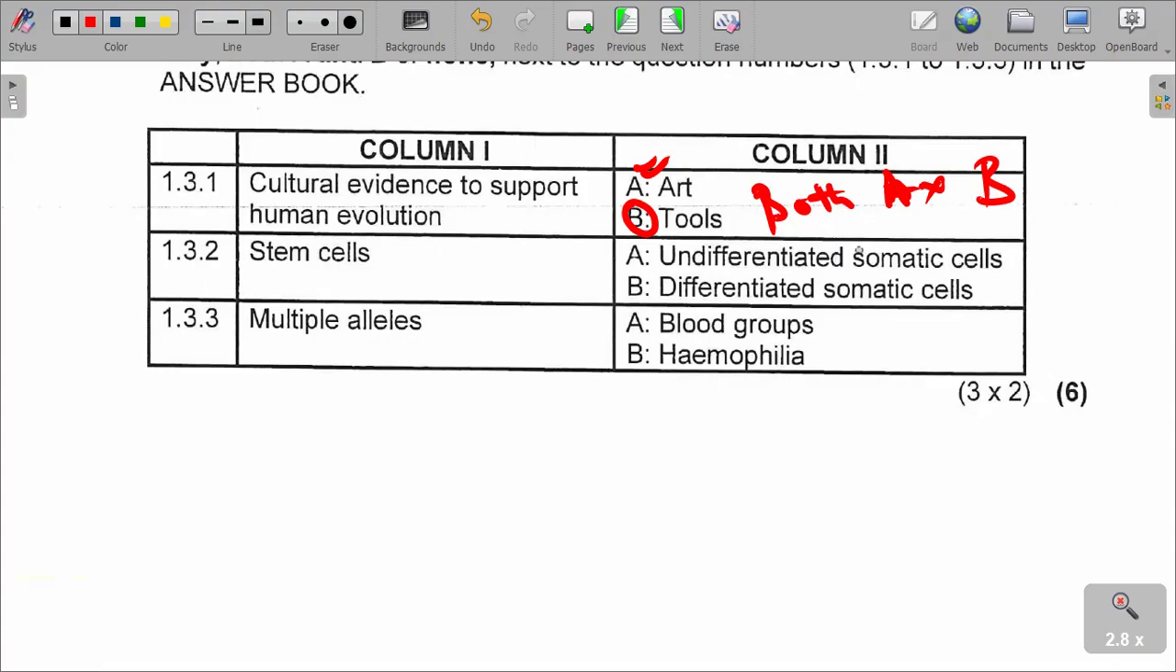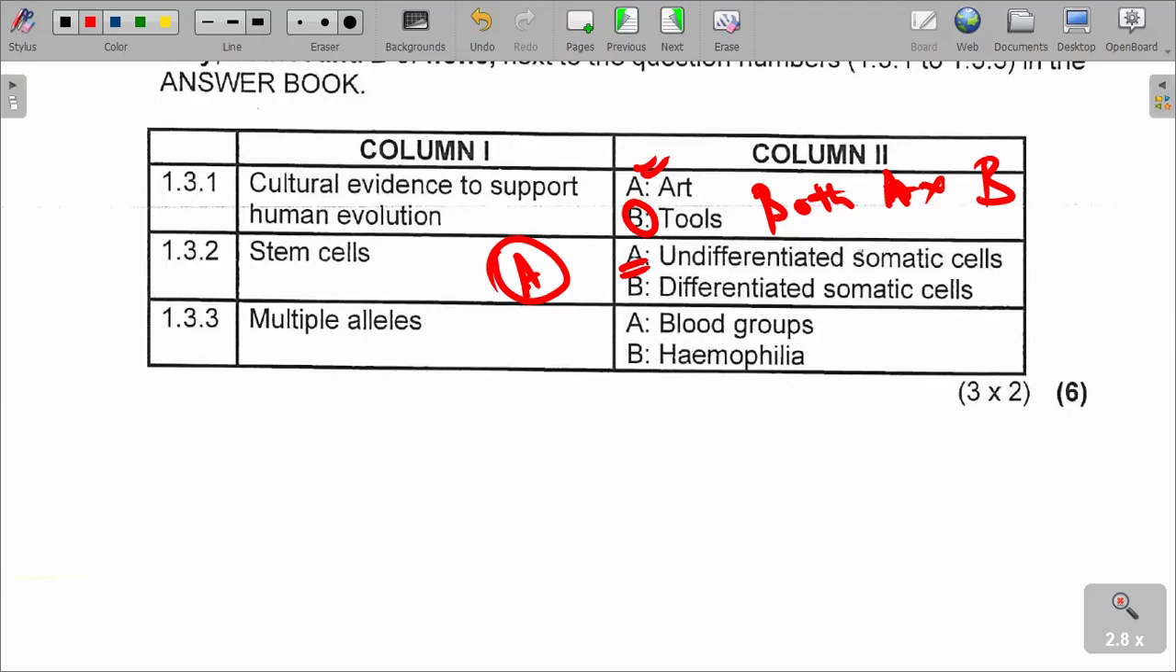Stem cells. What you need to understand again is that we talk about biotechnology. Stem cells are actually undifferentiated somatic cells, which makes the answer A only.